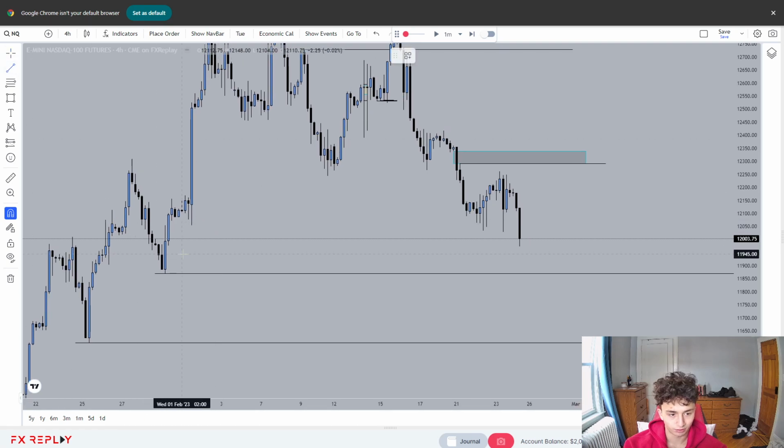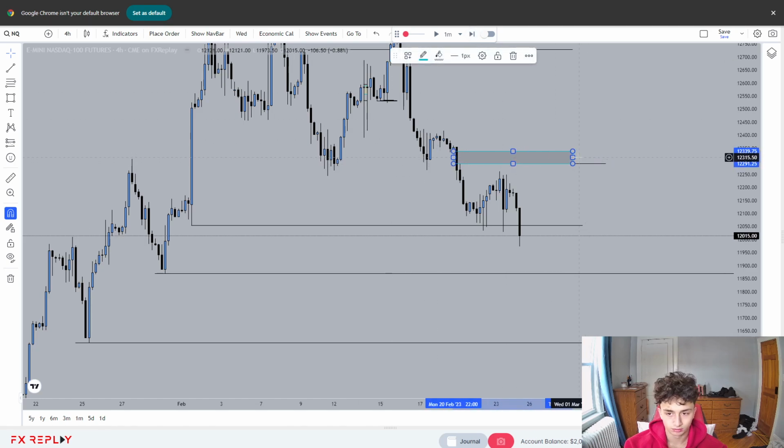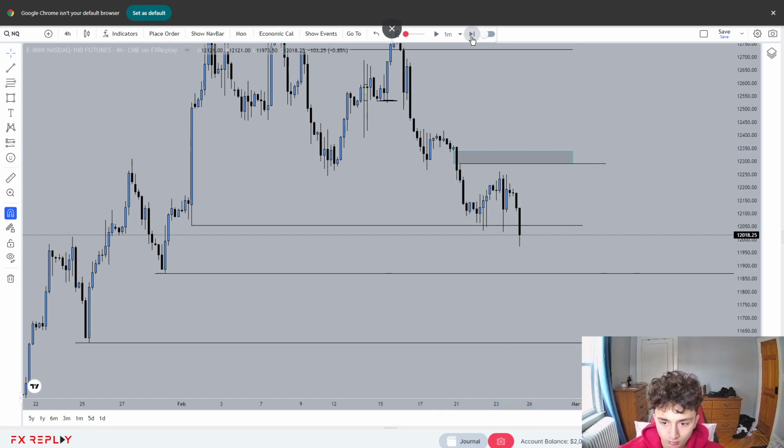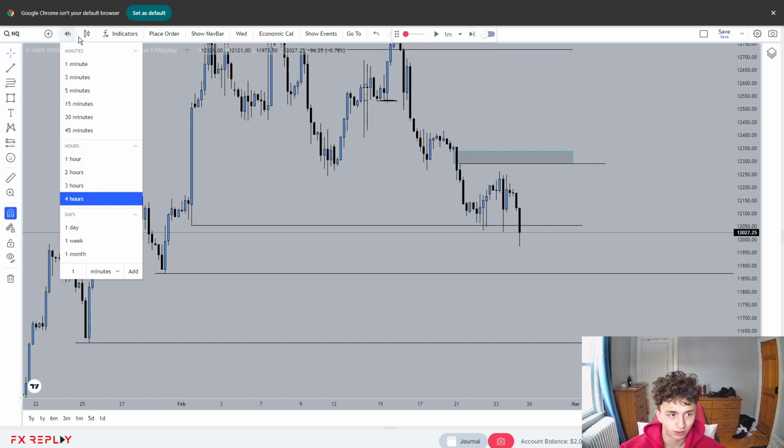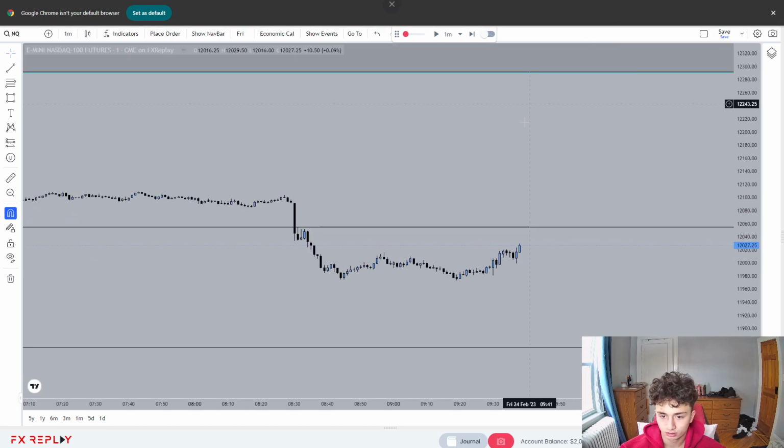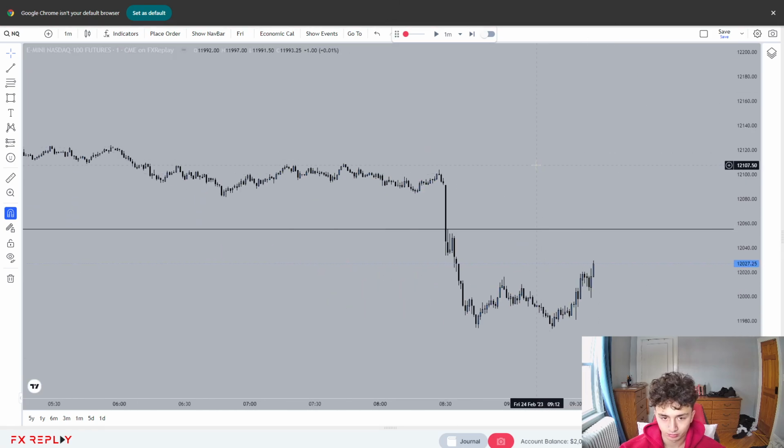We could probably find a retrace. Let me just see. But you gotta remember, we're playing on the 1 minute, so we can't really find long moves like that. Gotta play on a higher time frame. So we're low here. I feel like it wants to target these highs.